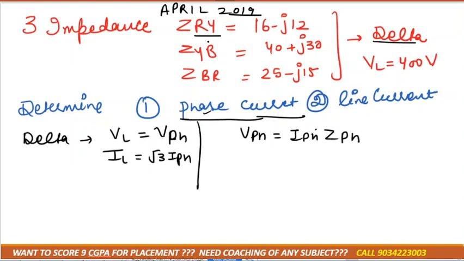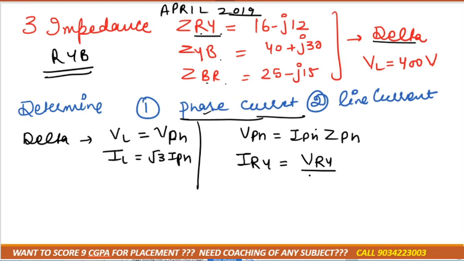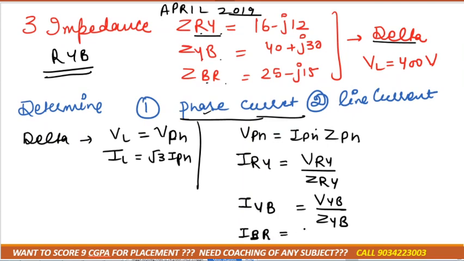So we are having the sequence RYB, correct? First we calculate IRY, which would be VRY divided by ZRY. The next phase current is IYB, which would be VYB divided by ZYB. The next current is IBR, which would be VBR divided by ZBR, right?